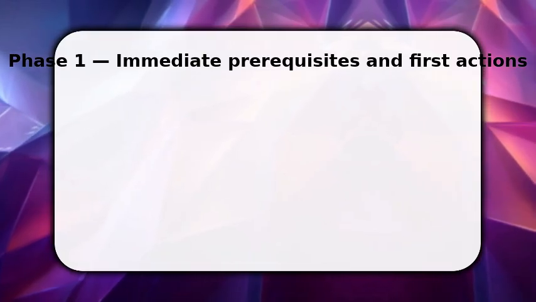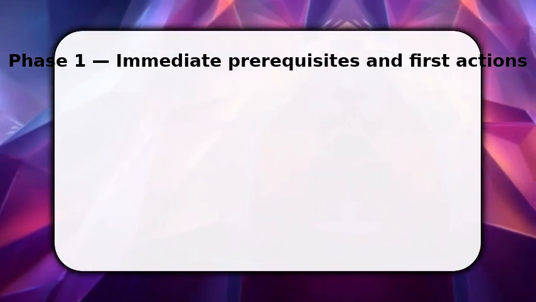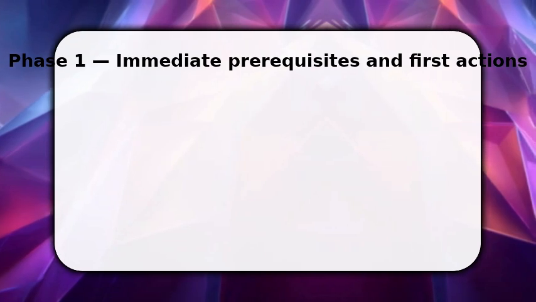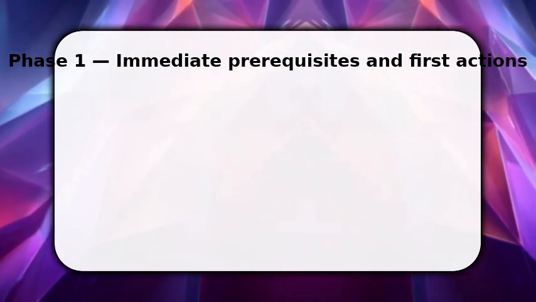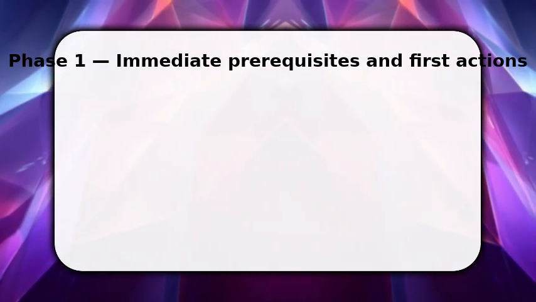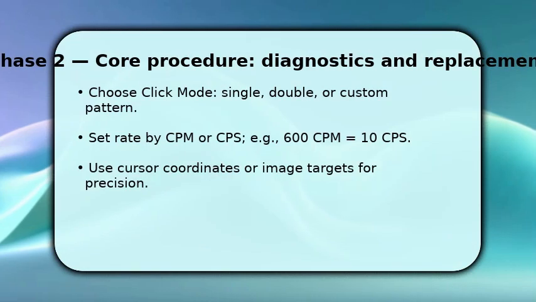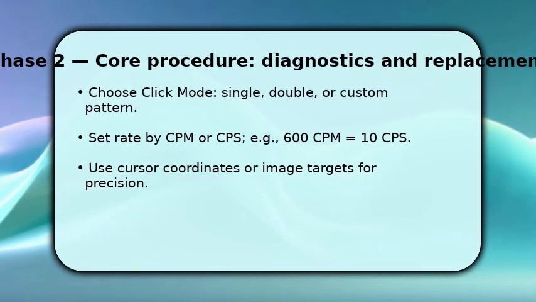Then, launch the clicker and grant any accessibility or input permissions. Do this now, so the program can send clicks reliably and predictably. When you begin the next configuration, you now configure the click pattern to match your testing goal.